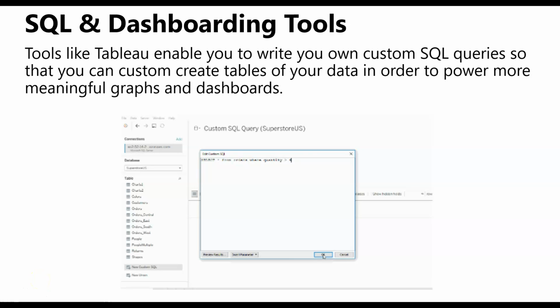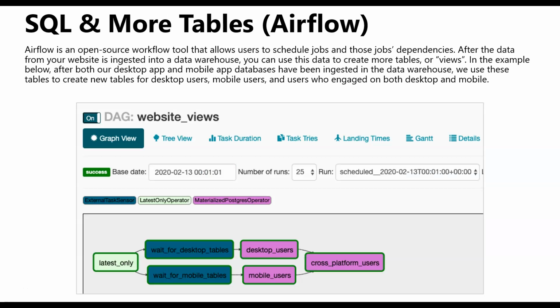Okay, so we talked about graphs and visual interpretations of the data. He uses a program called Airflow. It's another open source tool, meaning it's free. I think a lot of these programming tools are free, and they're to be pulled down and used. This one has to do with workflow. It allows people to schedule jobs and those jobs' dependencies.